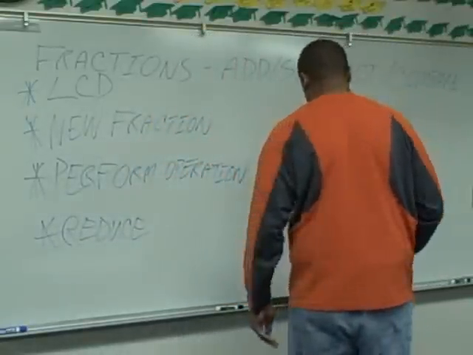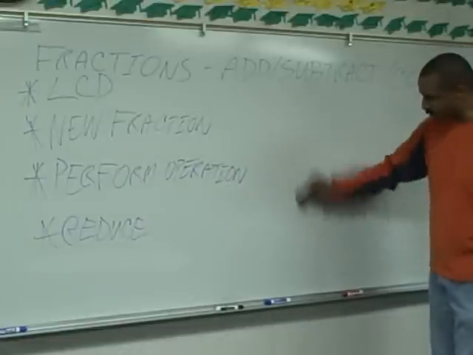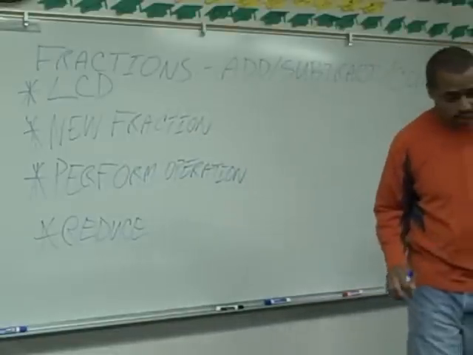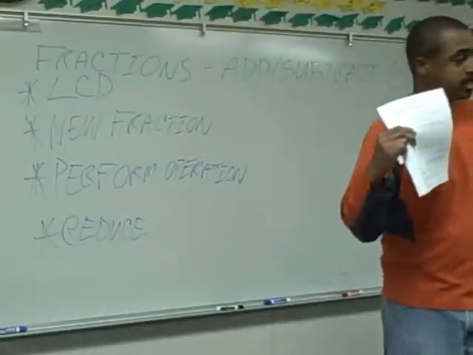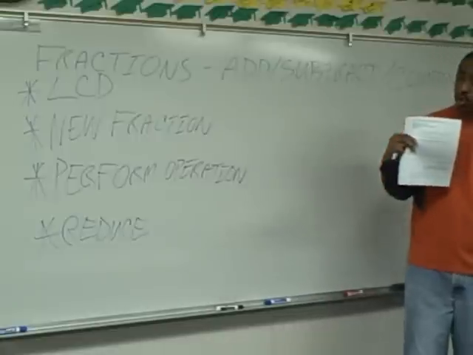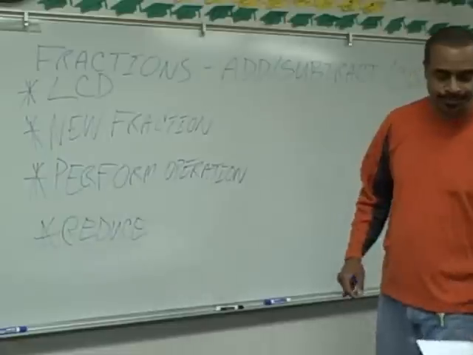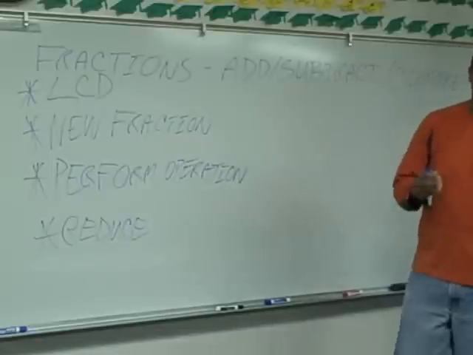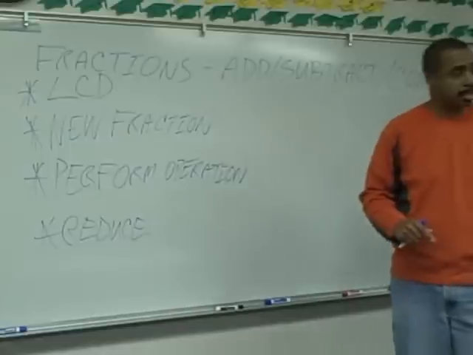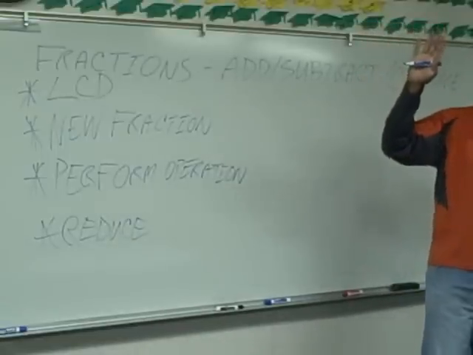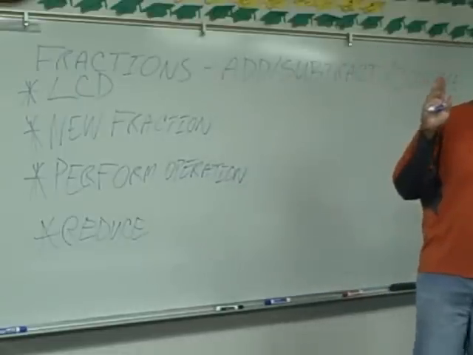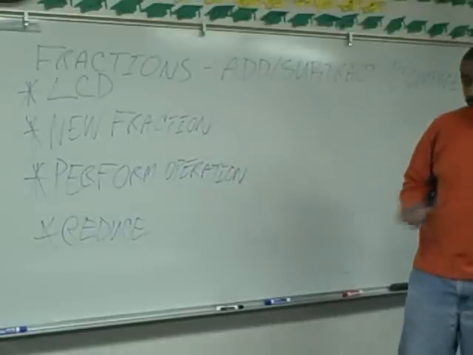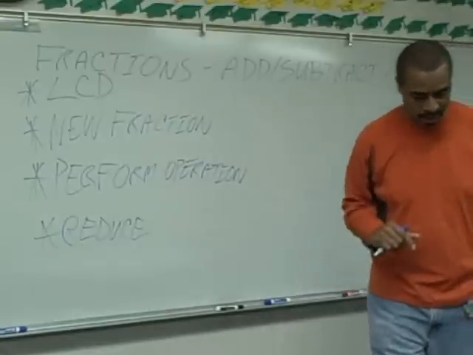So there's 4 steps we need to do in order to add, subtract, or compare fractions. Let's review them. Step number 1 is finding the lowest common denominator. On the other packet I've given you, the one that says fractions, adding, subtracting, comparing, reducing, this is where we are now. So if you want to add, subtract, or compare fractions, the first step is finding the lowest common denominator. Does everyone know how to do the LCD? Okay, good. Does everyone know how to create a new fraction based upon the LCD? Good. Does everyone know how to perform the operation? Good. Everyone know how to reduce? Okay.